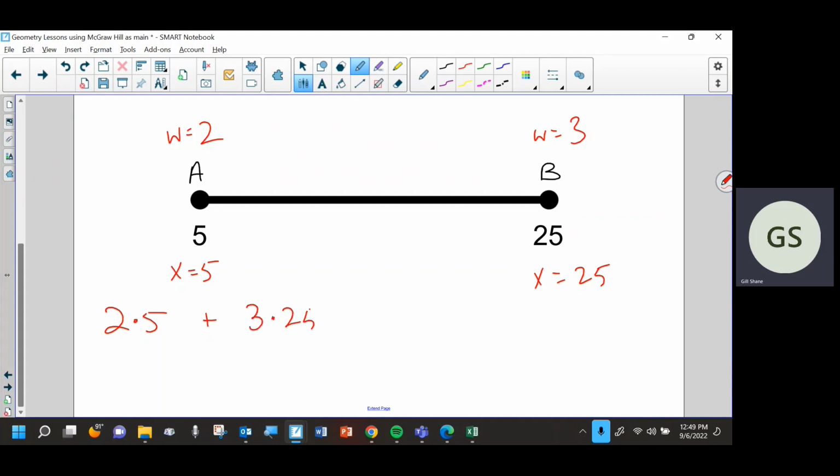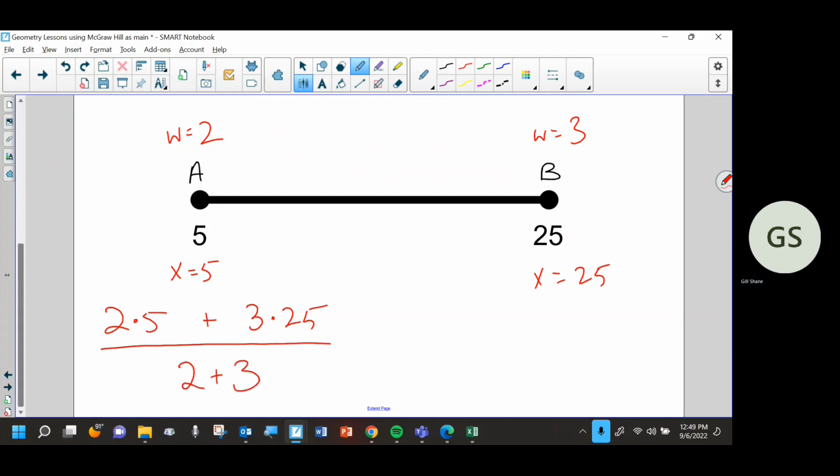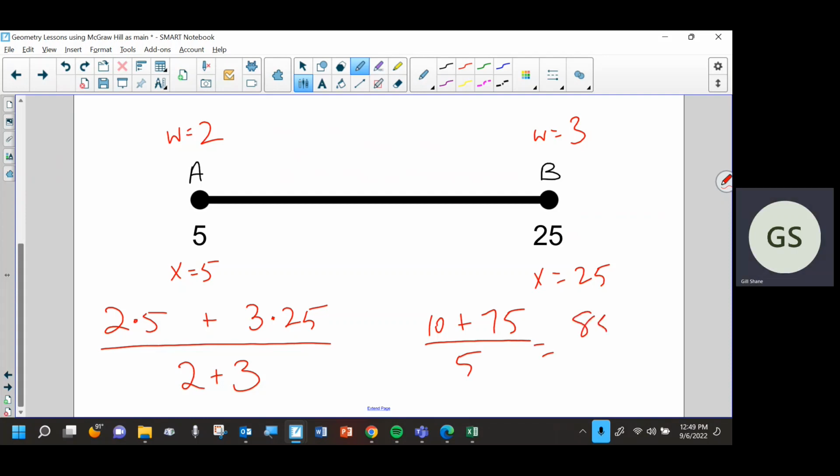Again, if you've written the weights and the x's with the point, it's kind of hard to put them in the wrong spot, unless you put the x values on the bottom, I guess. Then we add up all the weights on the bottom. You should have gotten 10 plus 75 over 5, which reduces down to 17. That is what your final answer should have been.